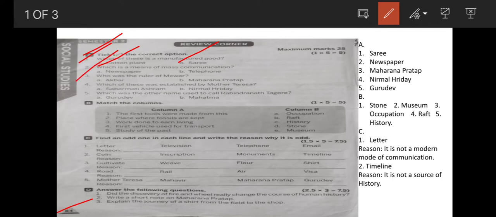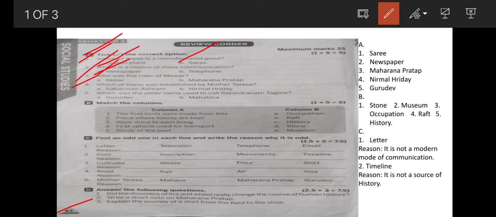2. Which is a means of mass communication? The answer is option A, newspaper. Newspaper is a means of mass communication. Why? Because through newspaper, the same information can be shared to a large number of people at once together.